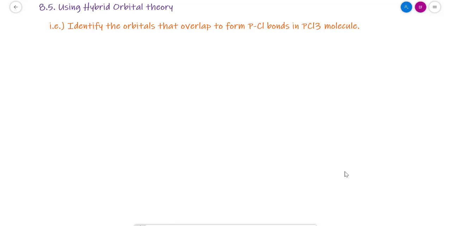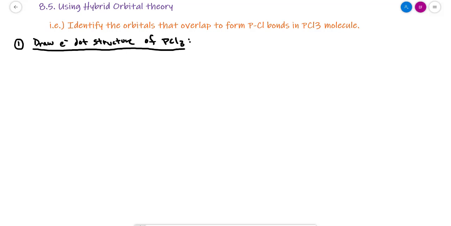Alright, so now that we have the basis and the rationale for why hybridization of atomic orbitals is valuable for helping us describe real, experimental molecular geometries, let's do some examples and walk through them step by step. We're going to start with this example: identify the orbitals that overlap to form the P-Cl bonds in the PCl3 molecule. We'll walk through this step by step.